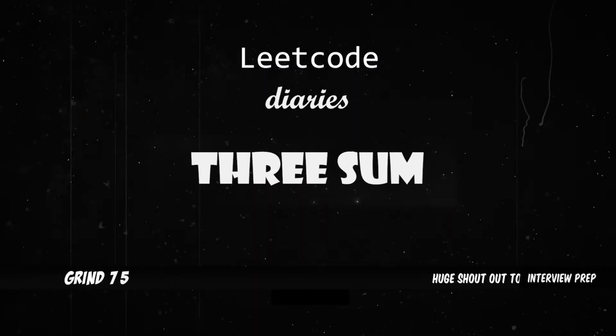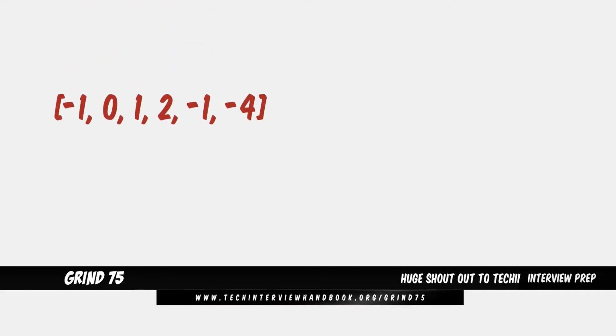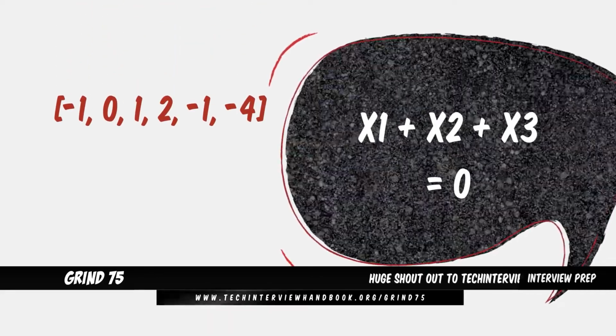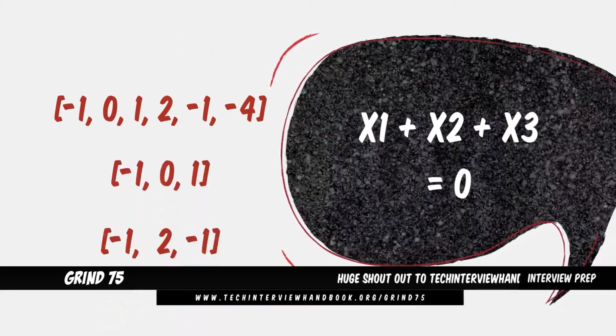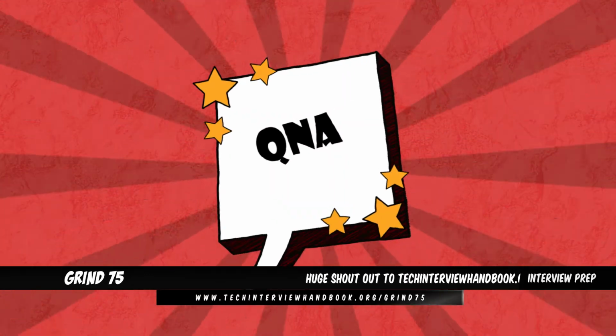Hello everyone. In this problem, we are given an array of integers and we have to find triplets of three integers whose sum is 0. Let's get some additional information.